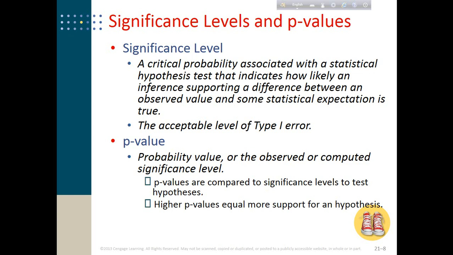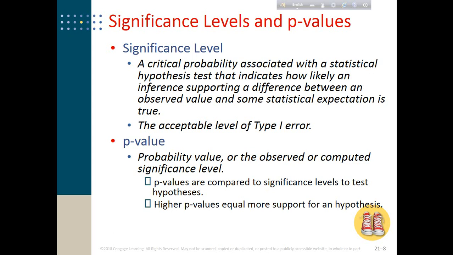Now, what is p-value? P-value is a calculated probability. So the difference between significance level and p-value is that significance level is a critical or preset probability, whereas p-value is a calculated probability of how likely the statistical expectation that we make in the hypothesis is true. Now you understand that if it's a low p-value, it means there is very little likelihood that the expectation is true. If p-value is higher, that means there is a high likelihood that the expectation will be true.